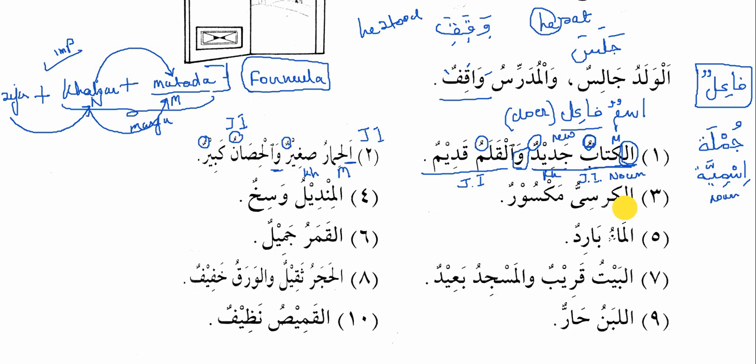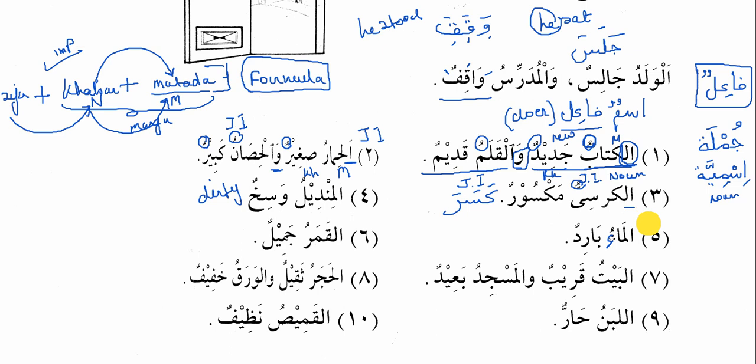Al-Kursiyu, you can see Maarifah and there is a single haraka. Maksurun comes from kasara, as we discussed before. The chair is broken. Al-Mindilu, handkerchief. Wasikhun means dirty. The handkerchief is dirty. Al-Ma'u, there is a printing mistake. Ma'u, there is a Hamza here.